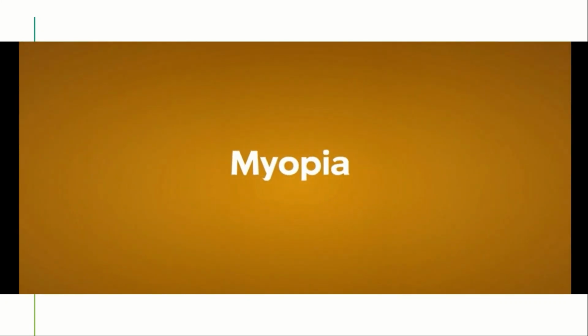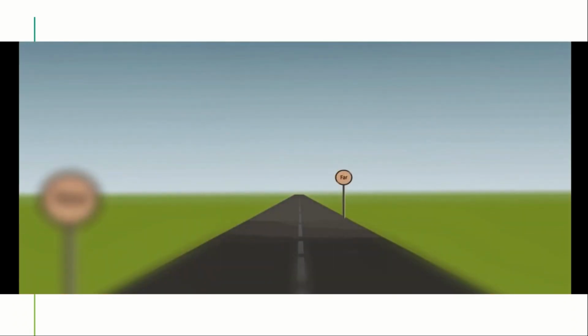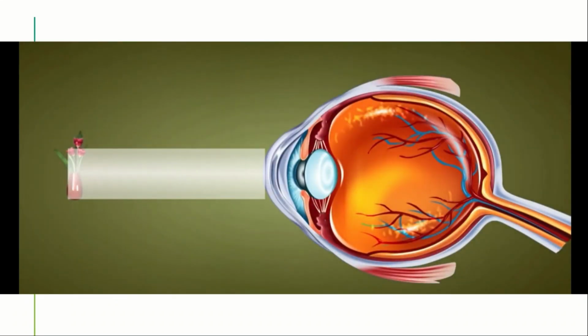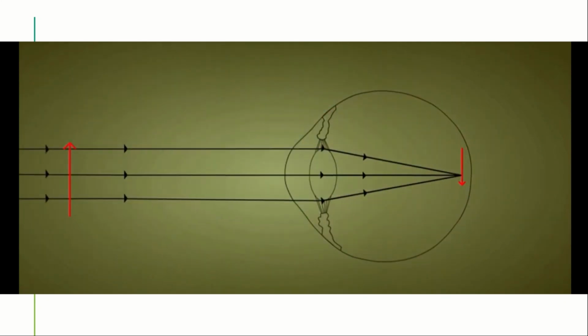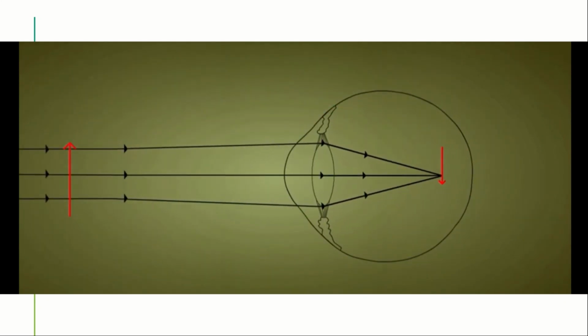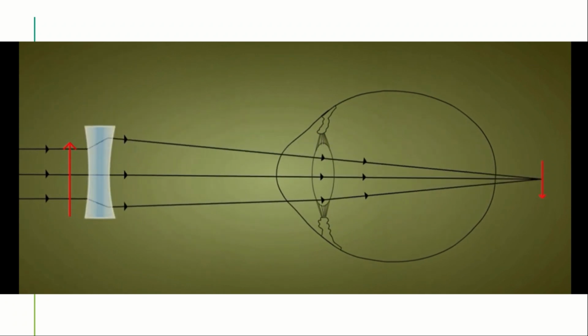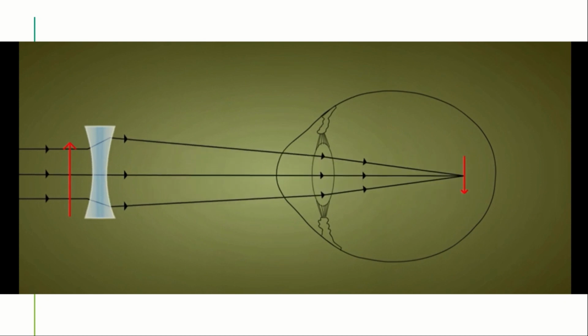The next defect is myopia or short-sightedness, in which the distant object cannot be seen clearly since the images are formed in front of the retina. This defect is due to increase in curvature of the lens or due to the increase in length of the eyeball. This defect can be corrected by a concave lens of suitable focal length.